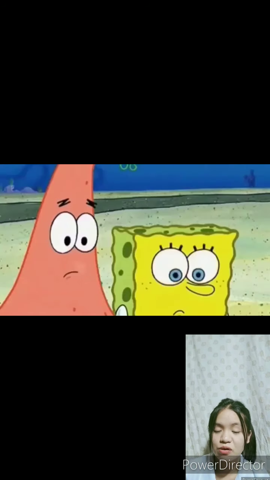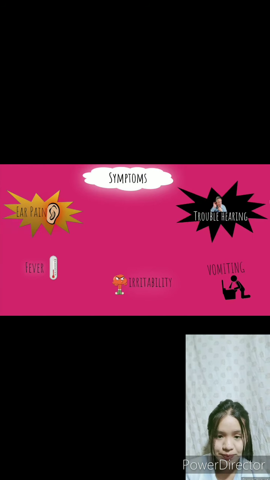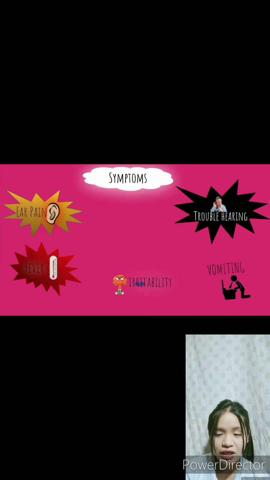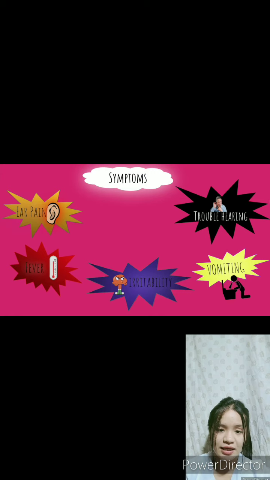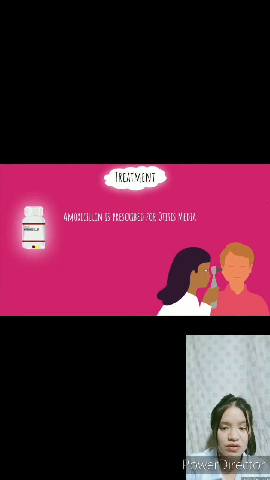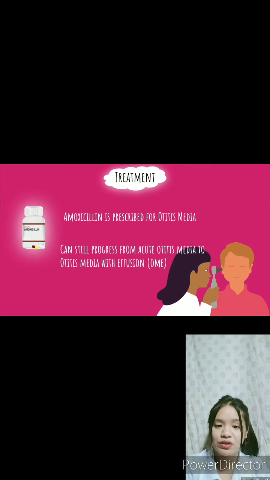So what are the symptoms of acute otitis media? First is ear pain, trouble hearing, fever, irritability, and vomiting. As for the treatment, some doctors may wait to see if the infection clears up on its own, and they'll give it about 2 weeks. But if not, the patient may be prescribed a penicillin antibiotic called amoxicillin.